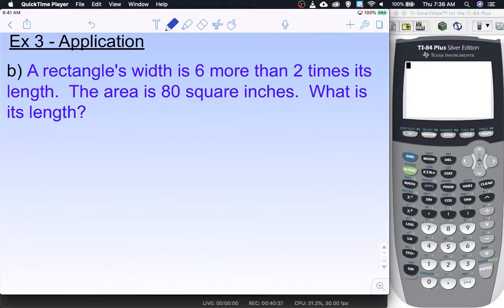That'll be a rectangle's width is 6 more than 2 times its length. The area is 80 square inches. Well, what is its length? So here's what I want you to do. If you're super confident, work the whole way through the problem before you check back with me. If you're not super confident, I'd like you to draw and label your picture, including the lengths and widths of the sides and the area. Maybe even write the polynomial you think would work, and then check back with me.